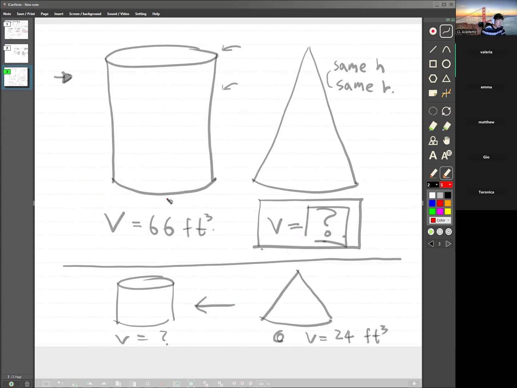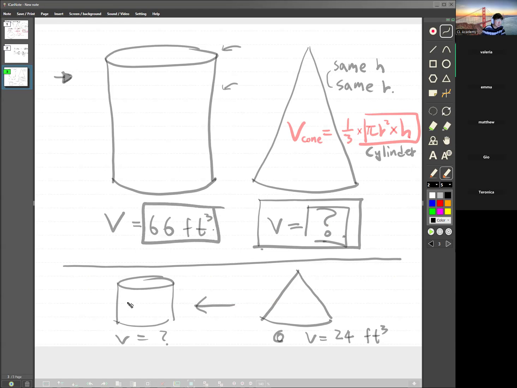Now, let's come back one more time. How do we find the cone volume? Cone volume is 1/3 times pi r squared times height. And that part is the cylinder volume. And what is the cylinder volume in this case? 66. So how can I find it?